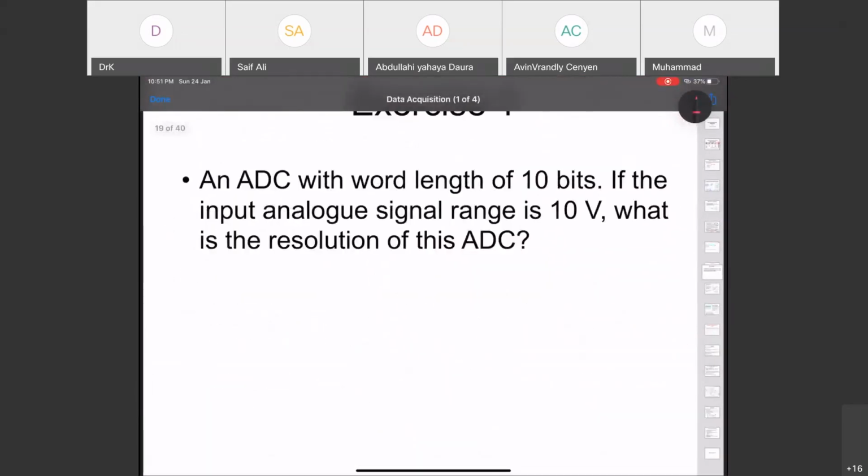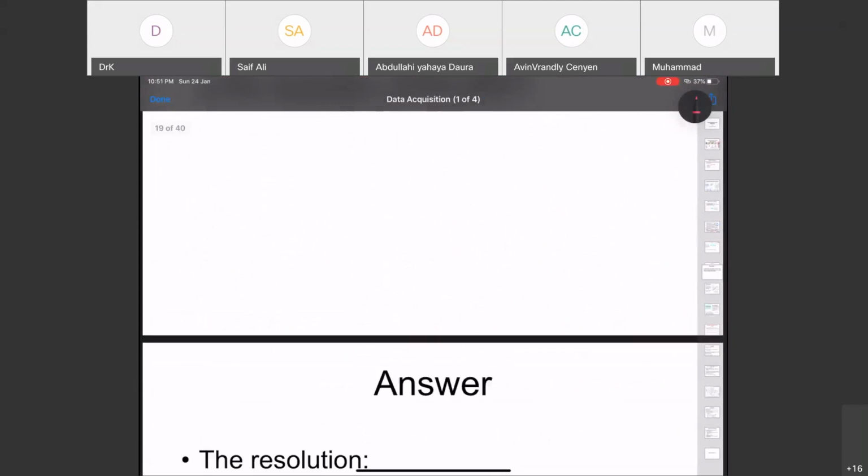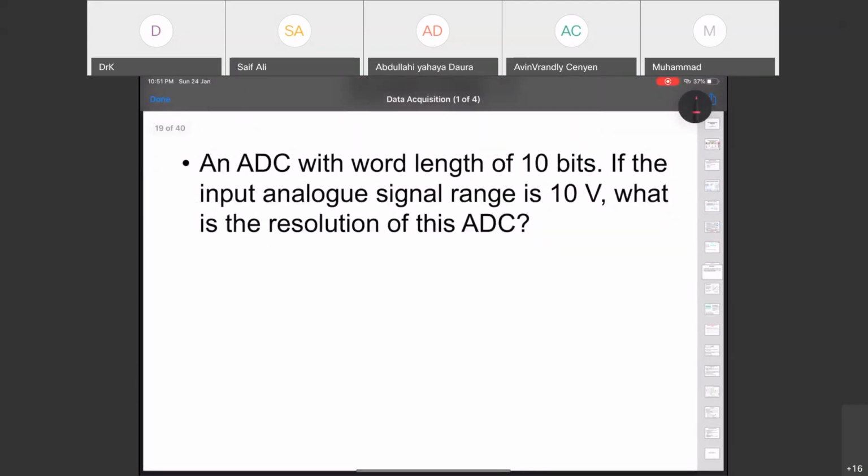This is an exercise you can try. The answer is down there. An ADC with a word length of 10 bits. If the input analog signal range is 10 volts, what is the resolution of this ADC? Can you guys do this?